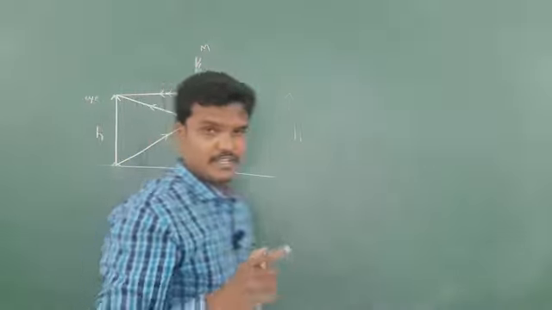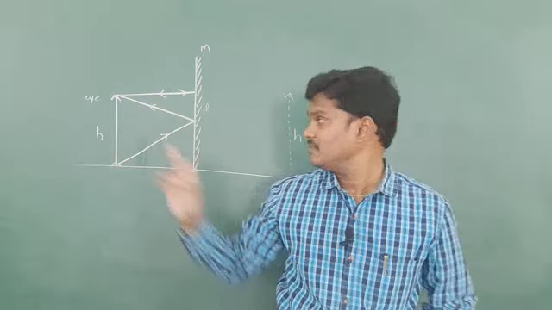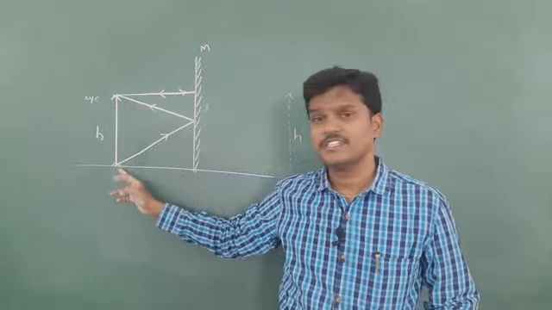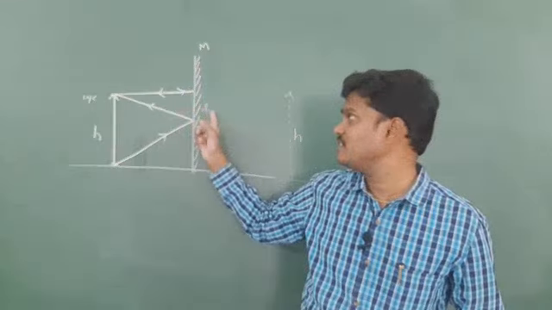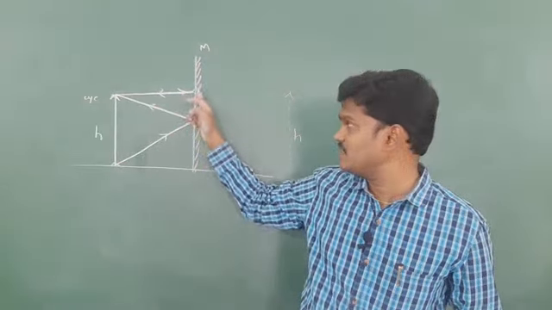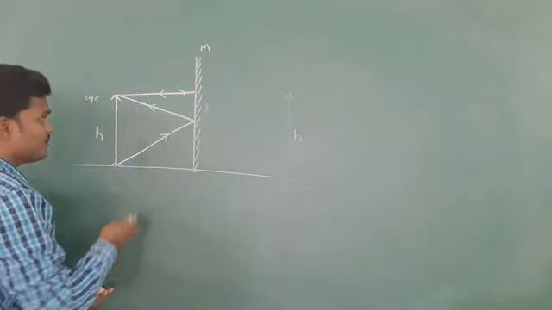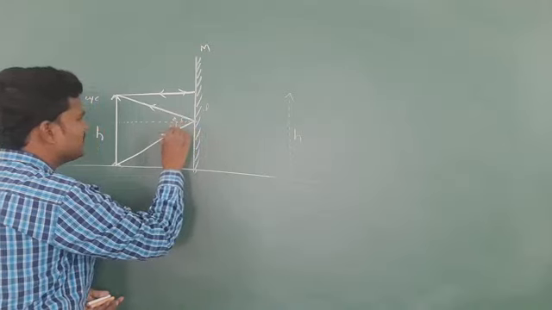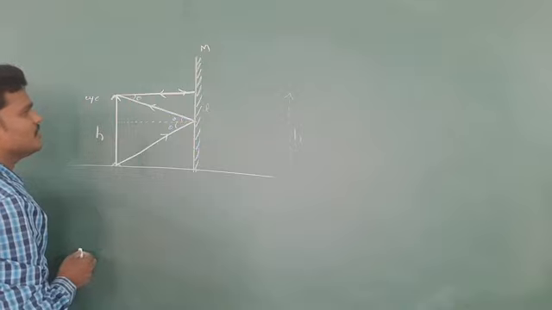The concept is, a person wants to see his full image inside a mirror. A person of height h wants to see his full image inside a mirror. Then the minimum length of the mirror is, so this length only is needed. This part is not useful, only this part is enough. By using geometry, if this is theta, this is also theta. Use the geometry if you want.